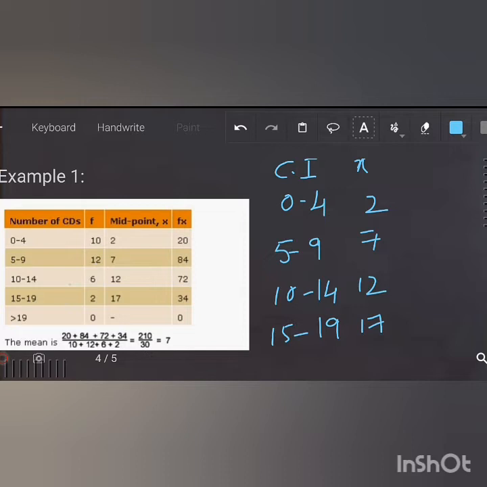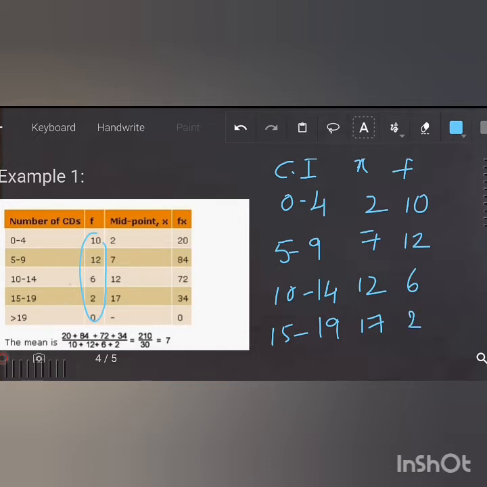Now let us find out frequencies. Those are all given in the question itself. These are the frequencies, f. For the first one frequency is 10, for the second one frequency is 12, and the third one it is 6, and fourth one it is 2.